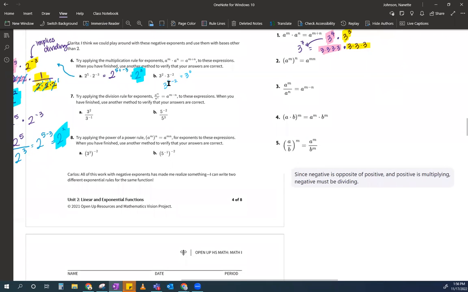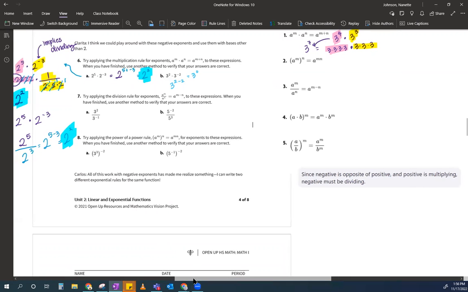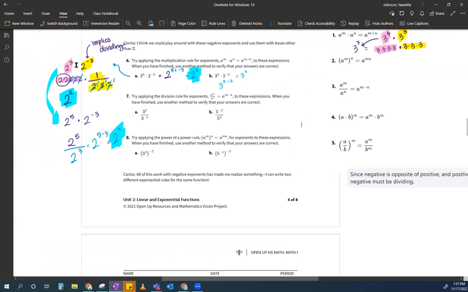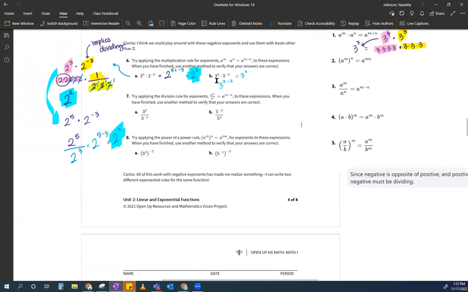is going back to the definition like we did over here. So let me scoot this over like we did over here. So go back to your definition or tell me what the negative exponent means. So that's one way. No matter which way you go, you're trying to make sure and verify that your answers are still exactly the same. Here's my second way. What does 3 squared actually mean?